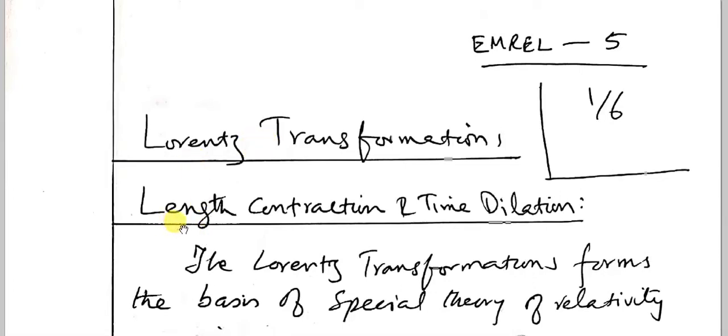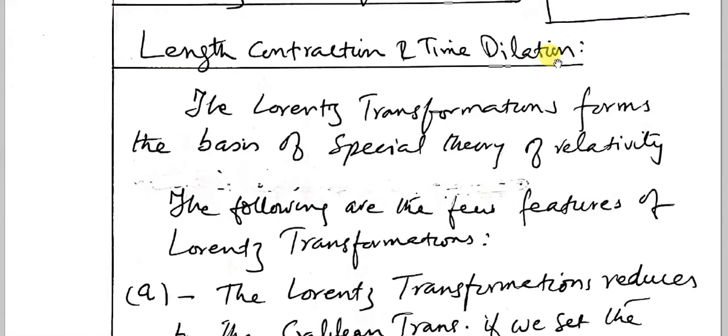Dear students, the topic is length contraction and time dilation. That is the Lorentz transformation. The topic code is EMREL-5. The Lorentz transformation forms the basis of the special theory of relativity. The following are a few features of the Lorentz transformation.